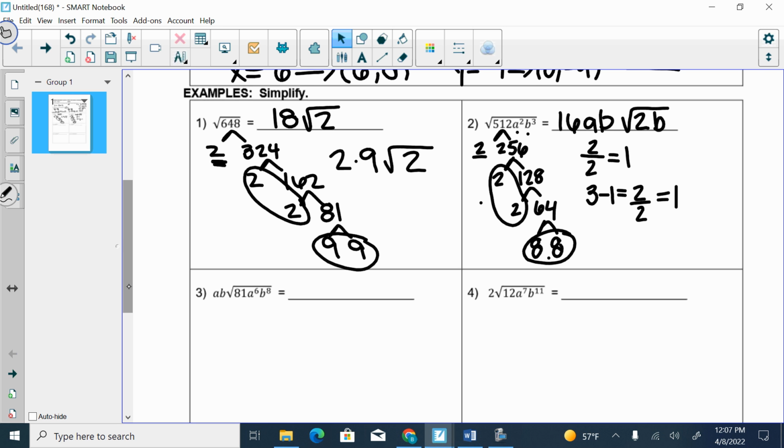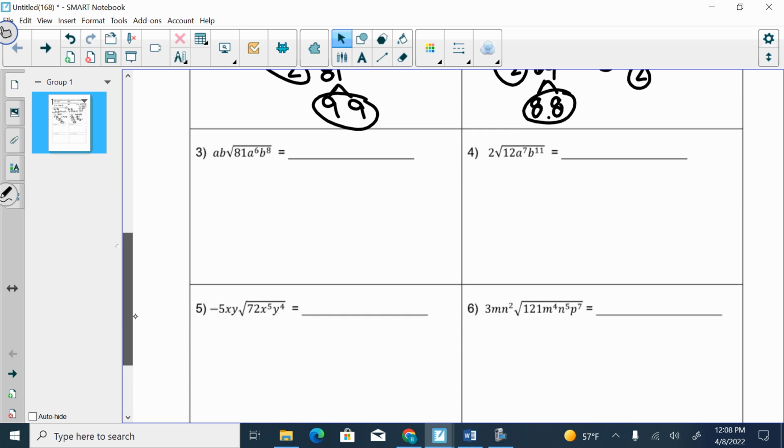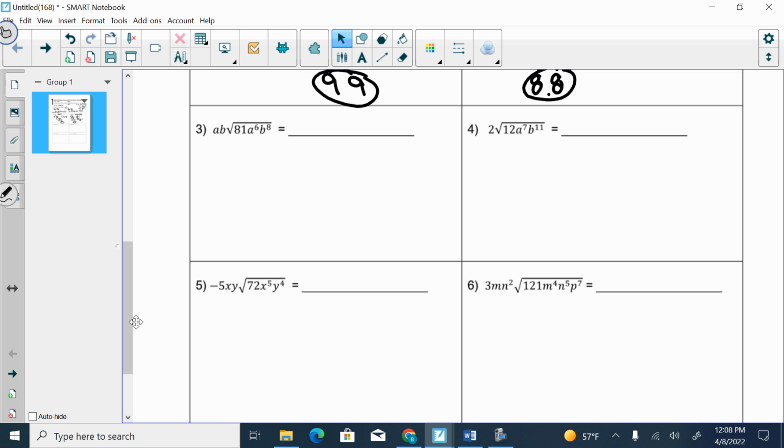So if it's even, all we have to do is divide by 2. If it's odd, we subtract 1 and then divide by 2 and leave our leftover underneath it. Okay? All right, let's do another one. Okay, so in this one underneath here we've got square root of 81. What's our square root of 81? All right, square root of 81 is 9. Good. So I'm going to get to take out 9.